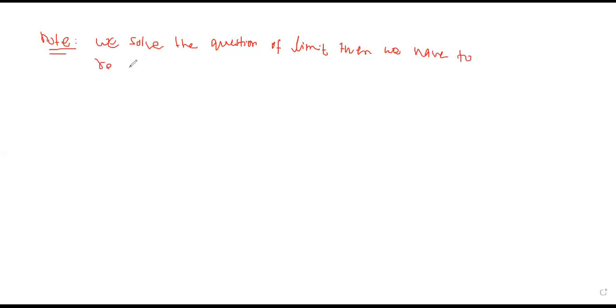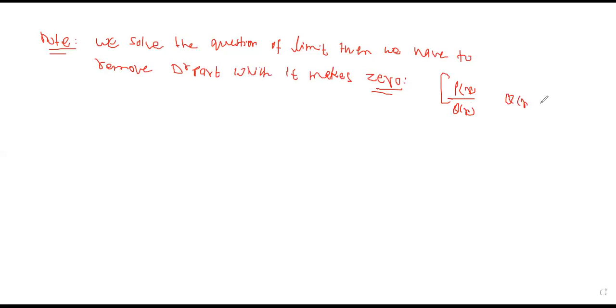Write down one point. Note: when we solve a question of limit, then we have to remove the part of the denominator which makes it zero. Then the problem can be solved, because you know that if you take p(x) by q(x), in which q(x) is not equal to zero.